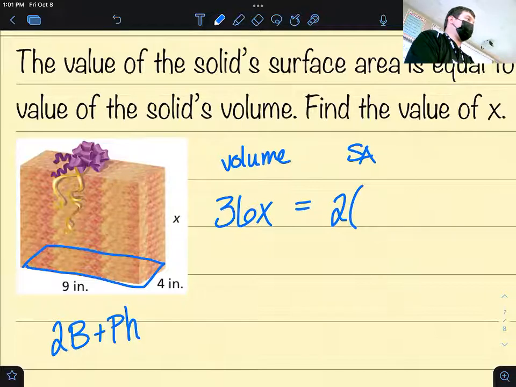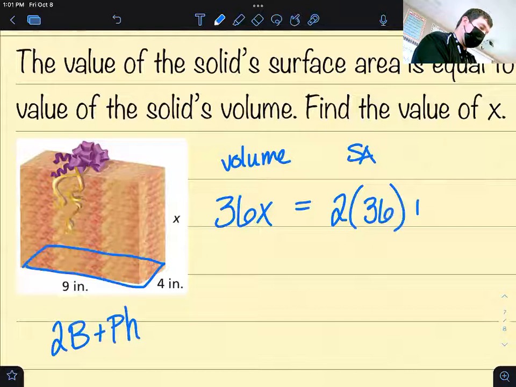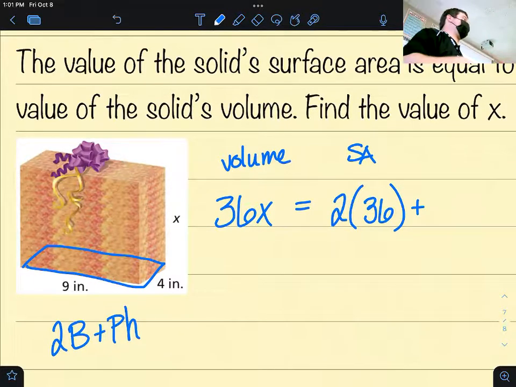And what is 9 times 4? 36. Okay, so there's my capital B, plus the perimeter of my base. Now, the reason I had to make the bottom the base is because the bottom and top were the only two sides where I knew the length and the width.